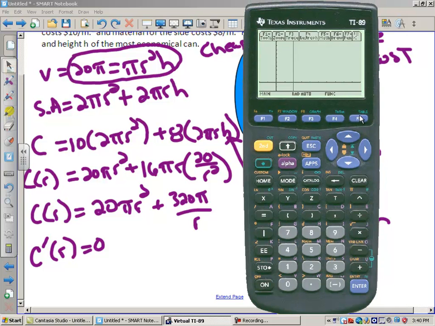So I want to calculate a zero here. Go to zero, and it looks like it happens somewhere between 1 and 2. And that happens, well, exactly at 2. Let me try that again, make sure. I'll go from 1 to 3. A zero from 1 to 3. Yep, that happens at 2. So C prime equals 0 when r equals 2.